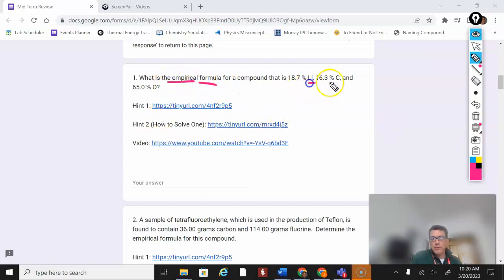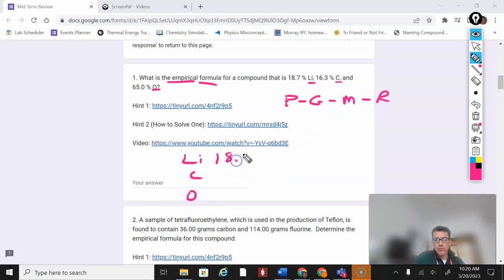That means that our answer needs to have lithium, carbon, and oxygen in it. Our process is to go from percent to grams to moles to get a ratio. This one starts with percent, so just to keep it moving along, I'm going to go ahead and put the grams on here. So I got lithium, carbon, and oxygen. If I take my numbers and convert them into grams, I don't need to do anything other than put a G at the end of it.